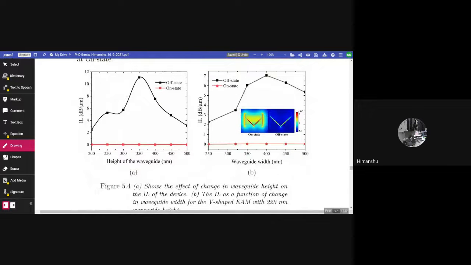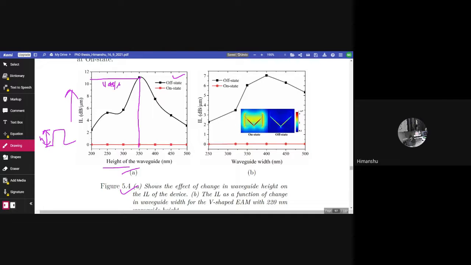So now coming to figure 5.4a, it shows the effect of change in waveguide height on the IL of the device. Here, with increase in waveguide height, we can see the insertion loss increases. At around 350 nanometer waveguide height, maximum IL is observed for the off state, which is indicated by the black line. Here we are getting an insertion loss of around 11 dB per micrometer.